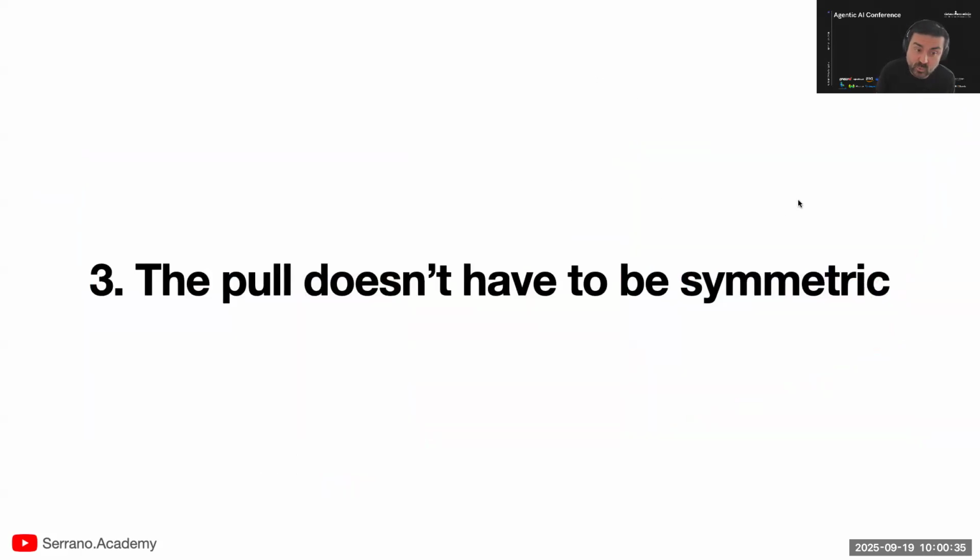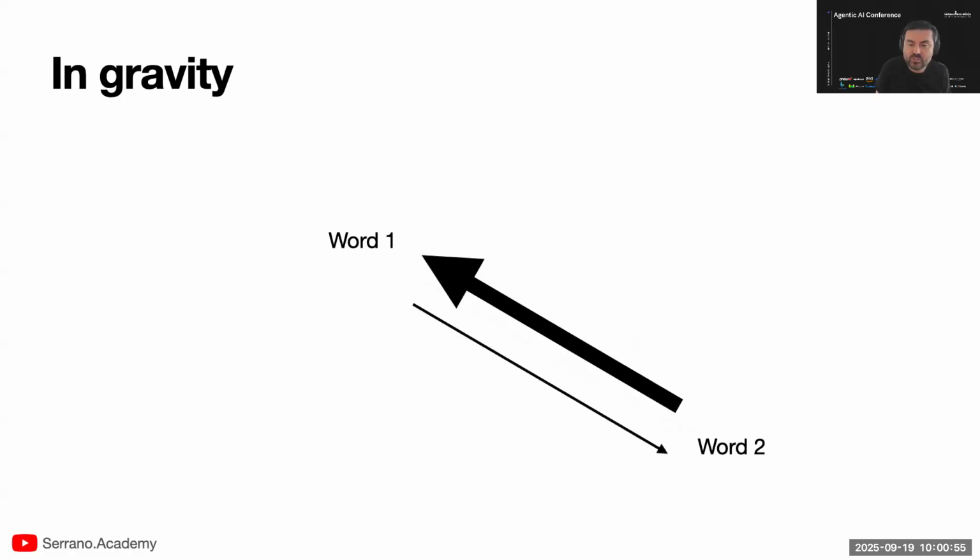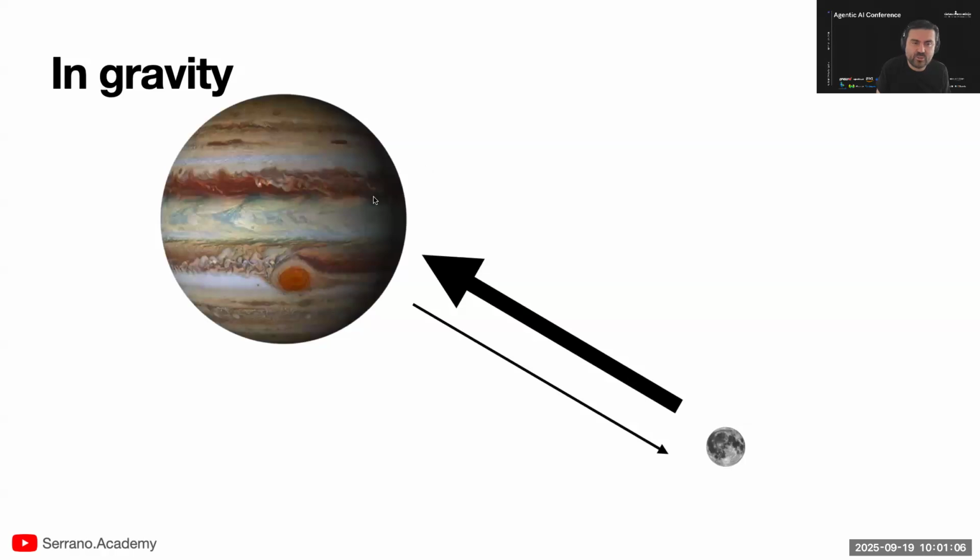Those are the normal ones. The third one is the weird one, okay? The pull doesn't have to be symmetric. So far, I've been saying that word 1 pulls word 2 and word 2 pulls word 1 based on how similar they are. I lied to you. Because in reality, some words pull stronger than other words in the same way. Like sometimes word 1 pulls word 2 more than word 2 pulls word 1. Kind of like planets, right? Like it's the same force, but Jupiter kind of pulls the moon more than the moon pulls Jupiter because of the mass, right?